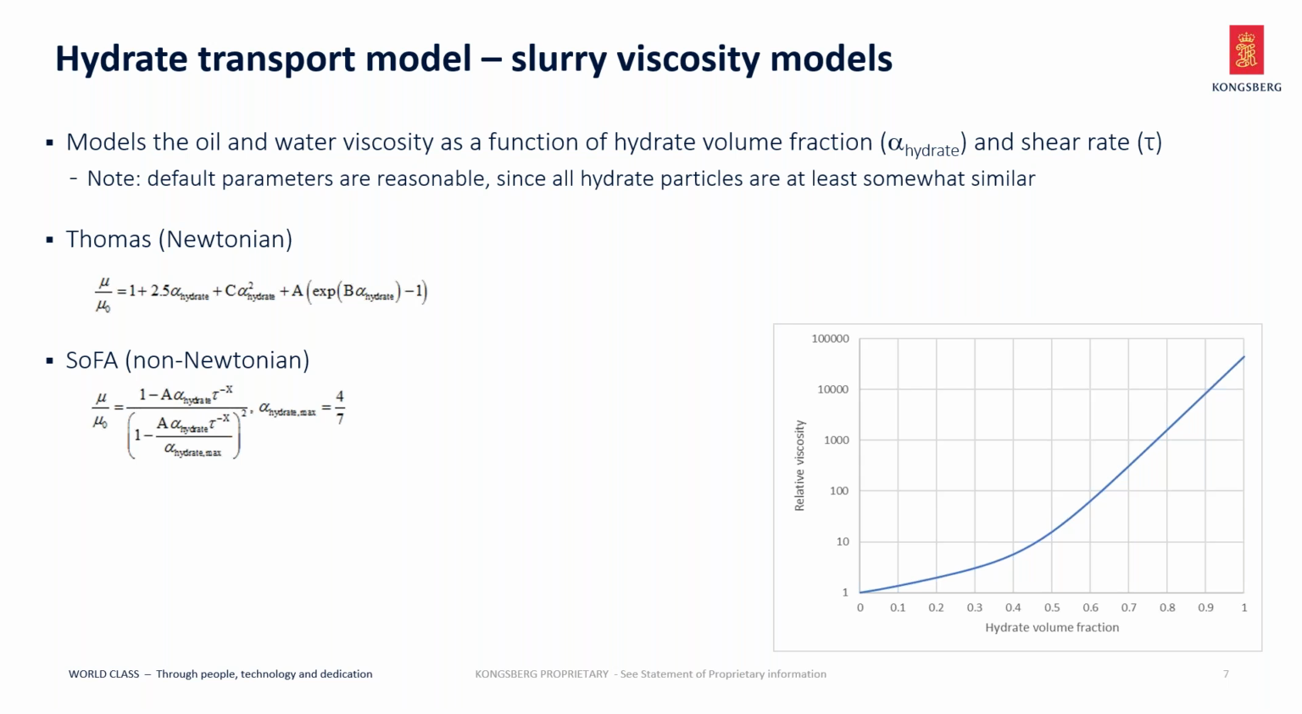So if you have a reasonable amount of hydrate volume fraction, it quickly increases the relative viscosity. And then there's also a more advanced model, the SOFA model, that was devised by Total. That one is non-Newtonian, so it also takes into consideration the shear rates in the flow. So you would need to do some lab experiments to find the parameters of the SOFA model. On the other hand, the Thomas model already comes with reasonable default parameters in LedaFlow.